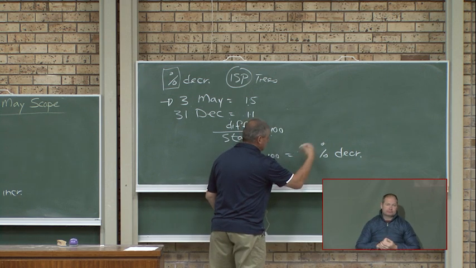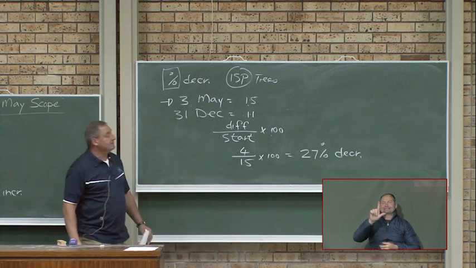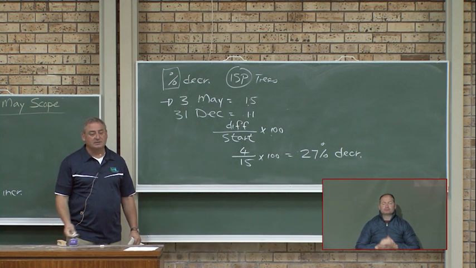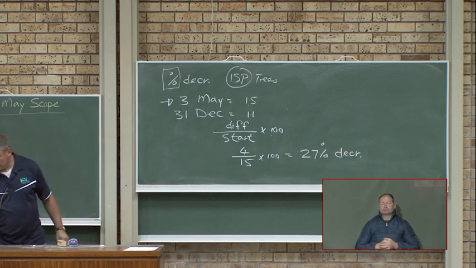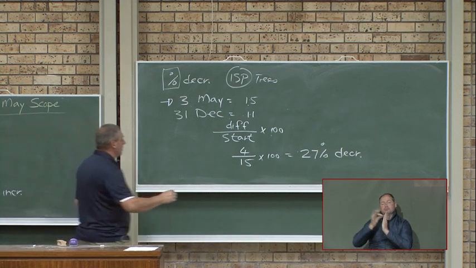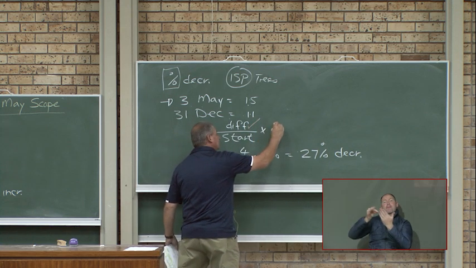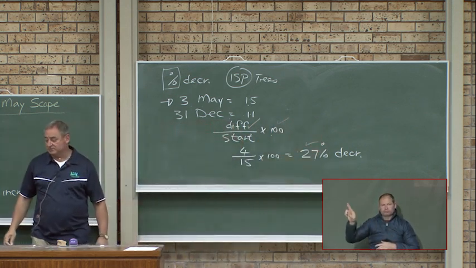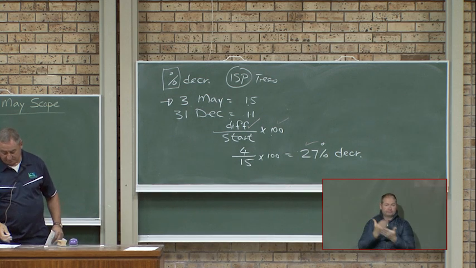All right, then often we will round it off. So it's a 27% decrease in the tree population. People, are you together? So the way the markers give marks, they normally give a mark for doing this correctly, times 100, and then a mark for the answer. So you can get 3 marks for this whenever you get this.